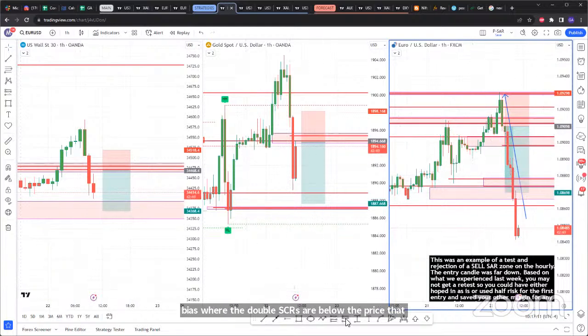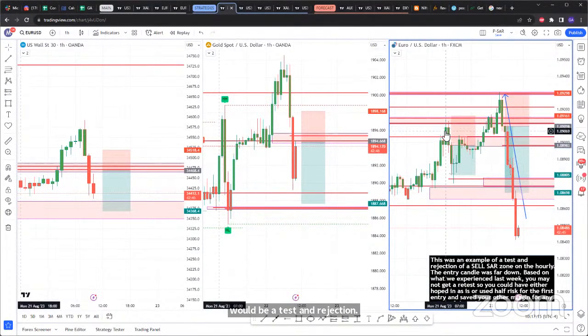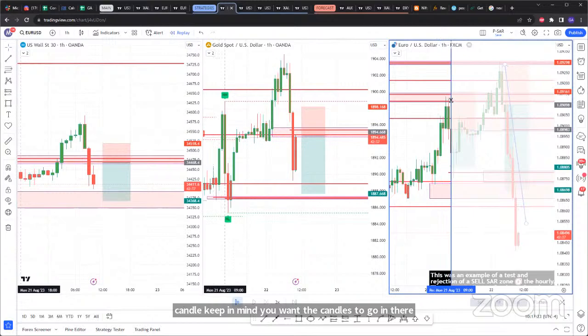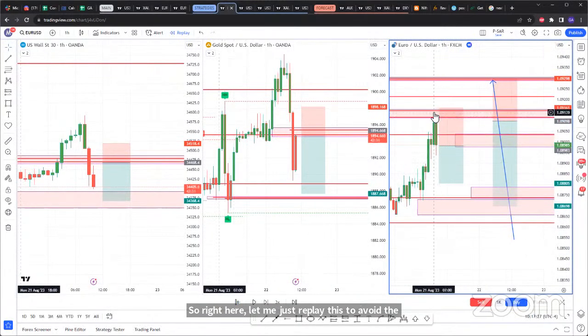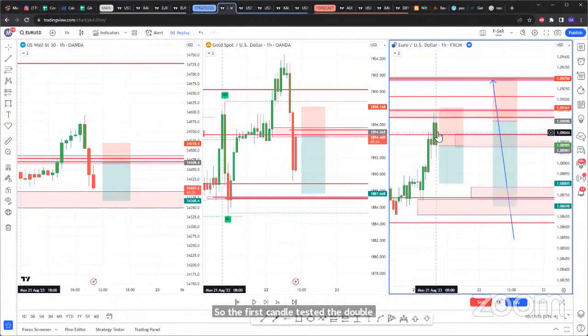So for example here, the reason this was a test and rejection was because of these 2 candles. Keep in mind, you want the candles to go in there. So you want to see wick rejections in that zone. Right here, let me just replay this to avoid the noise. In this instance, you can see we had double SARs. The first candle tested the double SARs and closed below them. The next candle attempted to break above them, and rejected below.